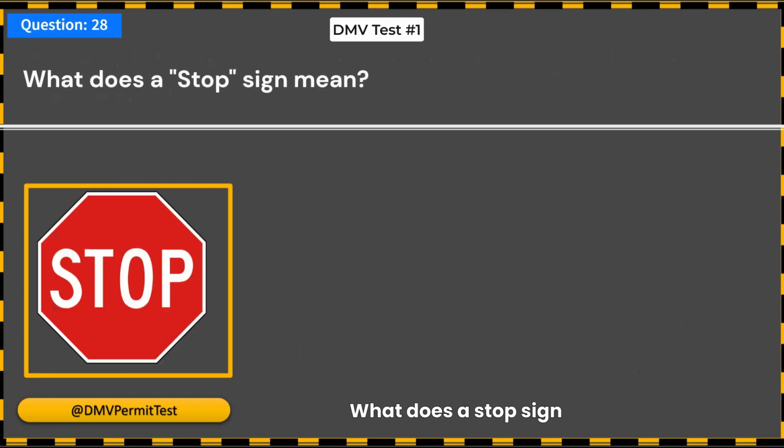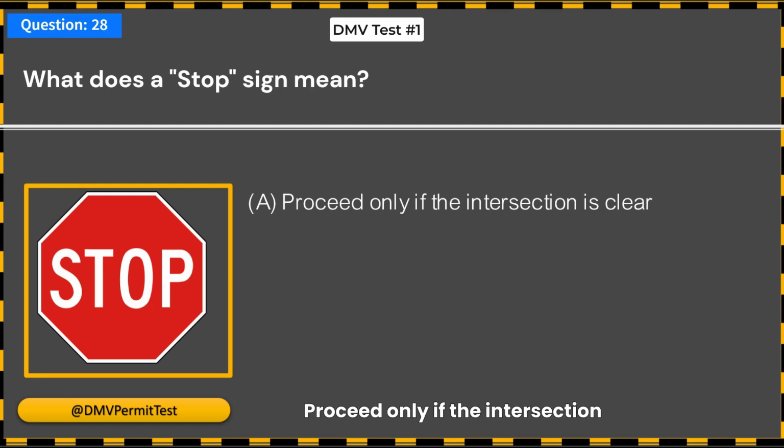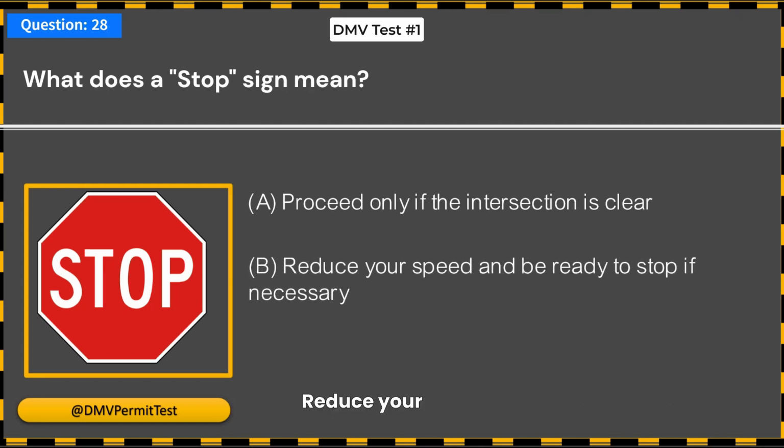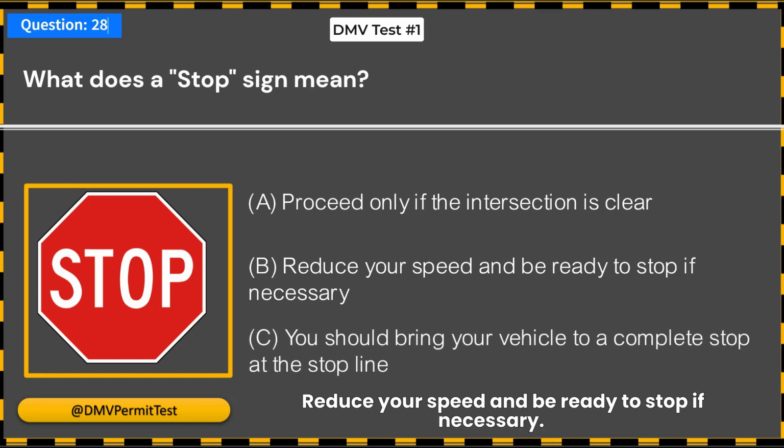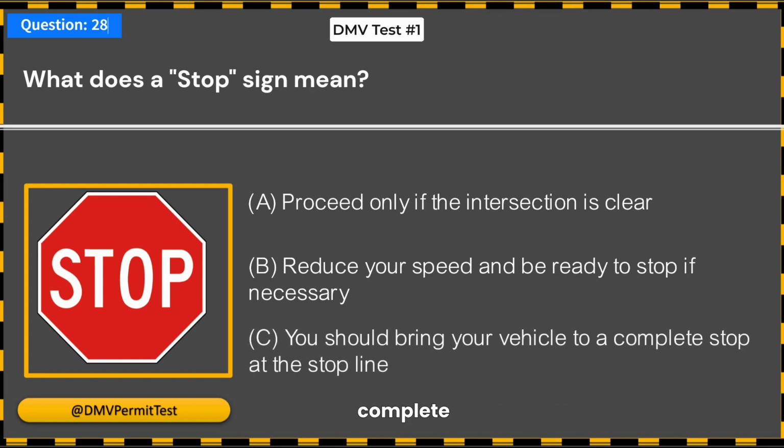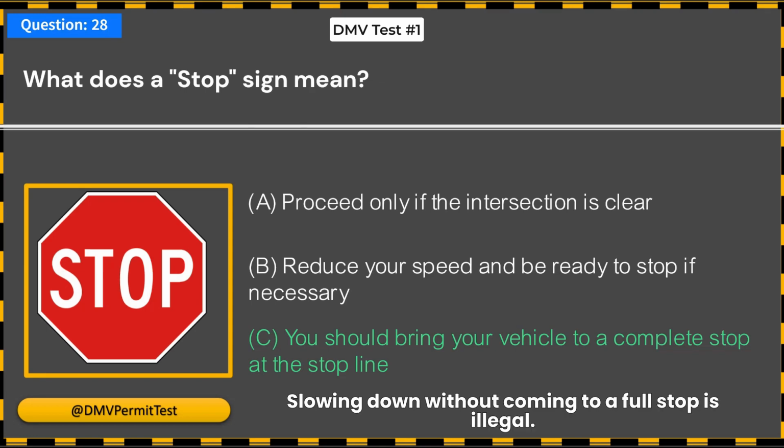What does a stop sign mean? A. Proceed only if the intersection is clear. B. Reduce your speed and be ready to stop if necessary. C. You should bring your vehicle to a complete stop at the stop line. Correct answer, C. You should bring your vehicle to a complete stop at the stop line. The stop sign is the only octagon-shaped, 8-sided sign you see on the highway. At an intersection with a stop sign, you must stop completely, check for pedestrians and cross traffic to clear the intersection before you go again. Slowing down without coming to a full stop is illegal.